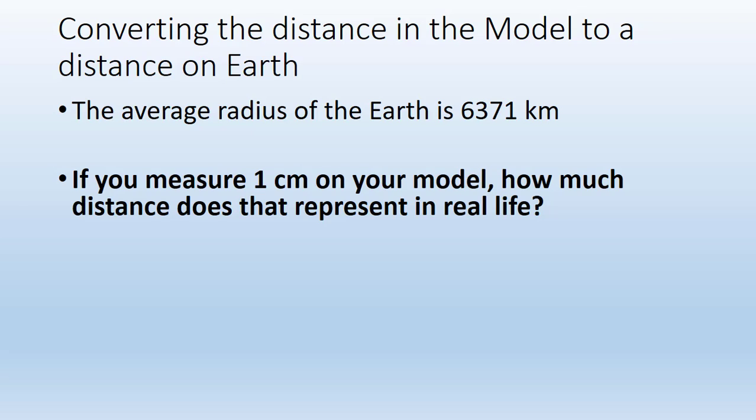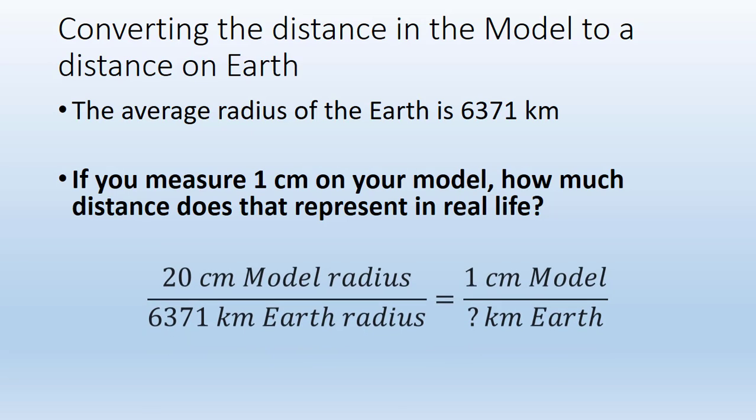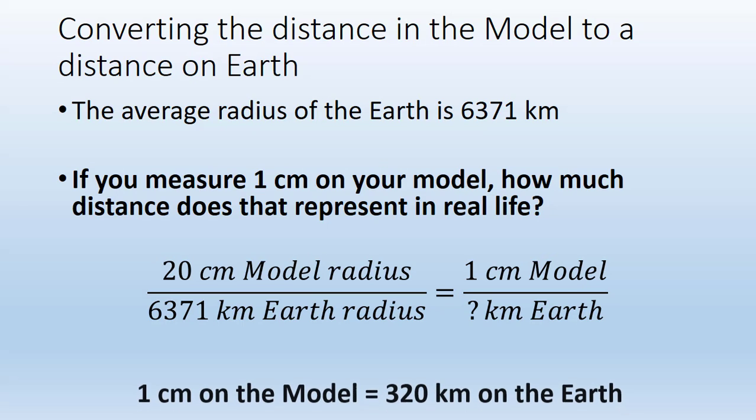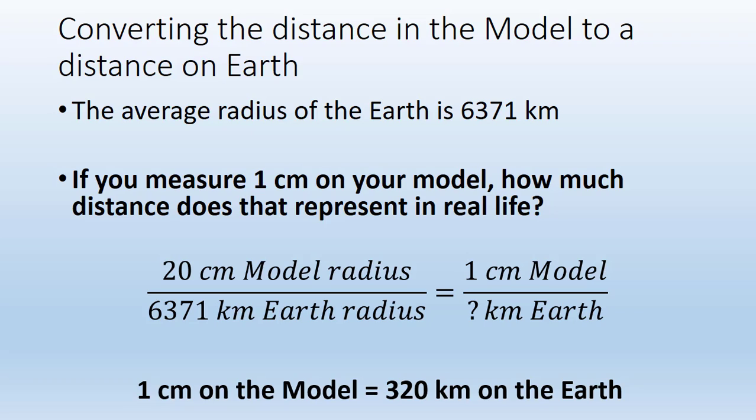We know that the average radius of the Earth is 6,371 kilometers. If we measure the radius of our Earth on our model, we find it to be somewhere around 19.7 centimeters. So this is just a proportion. Every 20 centimeters or so on our model represents 6,371 kilometers on the real Earth. This means then that 1 centimeter on our model will represent 320 kilometers on the real Earth. So for every centimeter that we measure on our model, in real life, that's 320 kilometers.